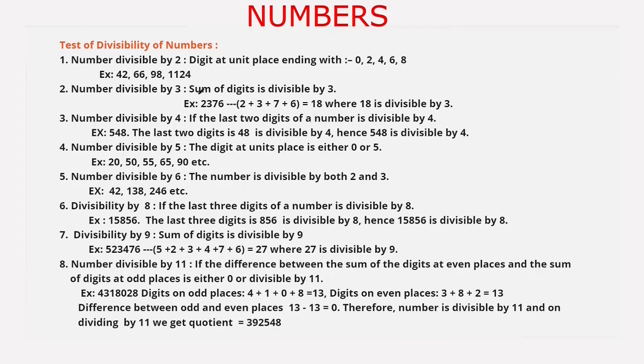Numbers divisible by 3: if the sum of digits is divisible by 3, then the number is divisible by 3. And the example for it is 2376. The sum of the digits is 2 plus 3 is 5, plus 7 is 12, plus 6 is 18. And 18 is divisible by 3.